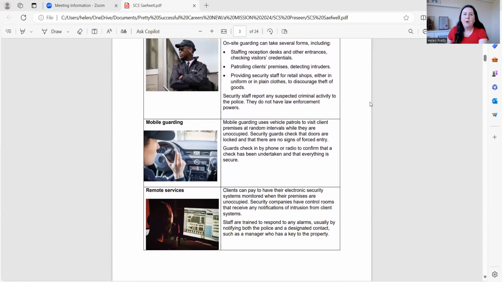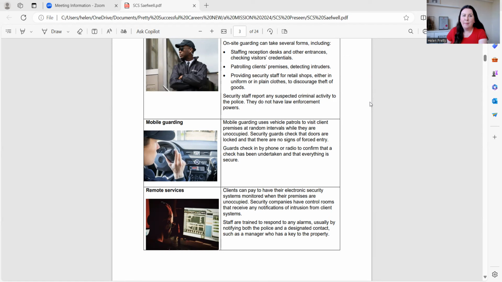Service 2, mobile guarding. Mobile guarding uses vehicle patrols to visit client premises at random intervals while they are unoccupied. Security guards check that doors are locked and there are no signs of forced entry. Guards check in by phone or radio to confirm that a check has been undertaken and that everything is secure.